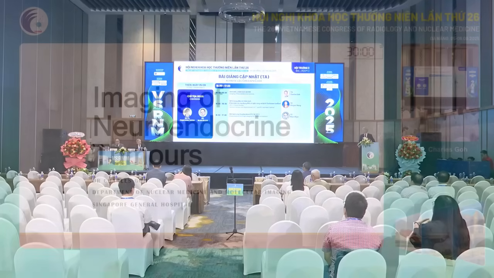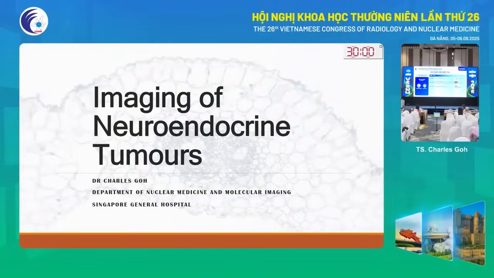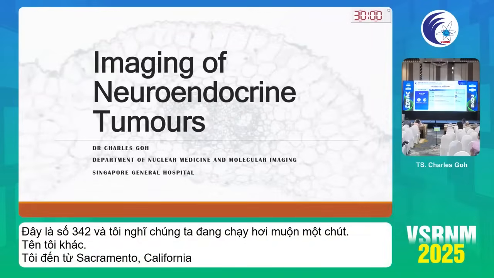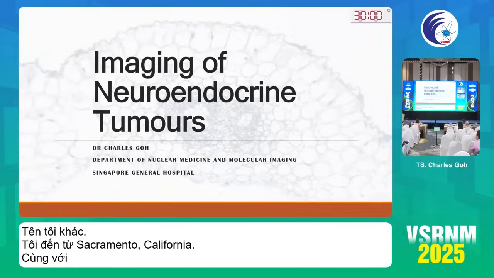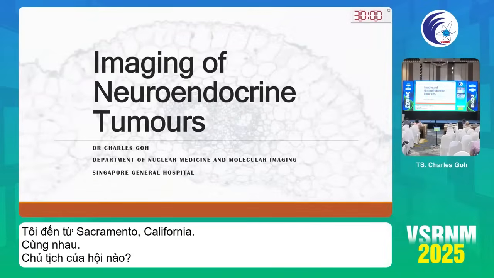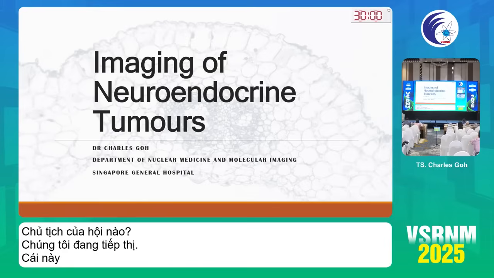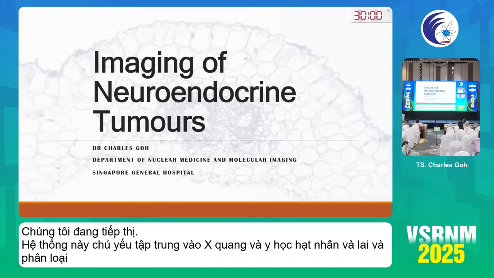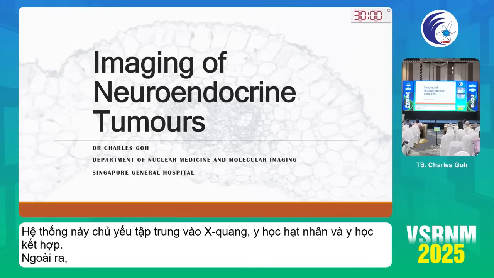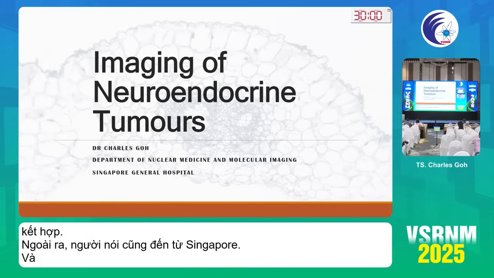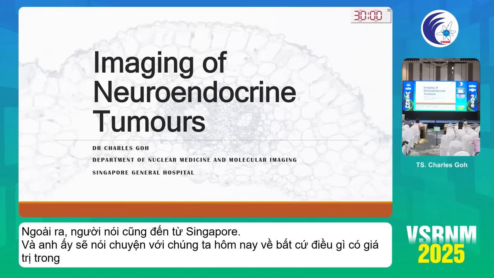My name is Bijan. I'm from Sacramento, California, and together with the President of the Society, we are moderating this section. This section is mostly focused on radiology and nuclear medicine, kind of hybrid. Our first speaker is Dr. Charles Goh. He's from Singapore, and he's going to talk to us today about imaging of the neuroendocrine tumors.